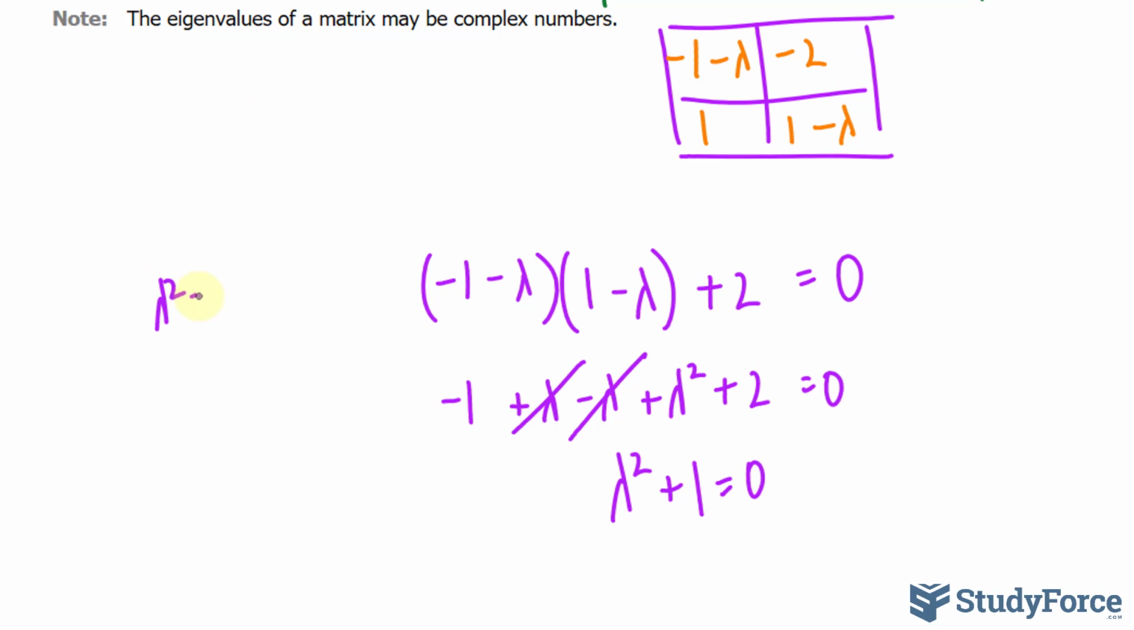We'll have lambda squared is equal to -1, and square rooting both sides, we get lambda is equal to the square root of -1. Now you can't take the square root of a negative number without getting an imaginary number. And in this case, we will get an imaginary number, which is simply i. So it'll be plus or minus i. So in case you end up with an imaginary number, eigenvalues can be complex numbers, as is the case here. And there you have it.